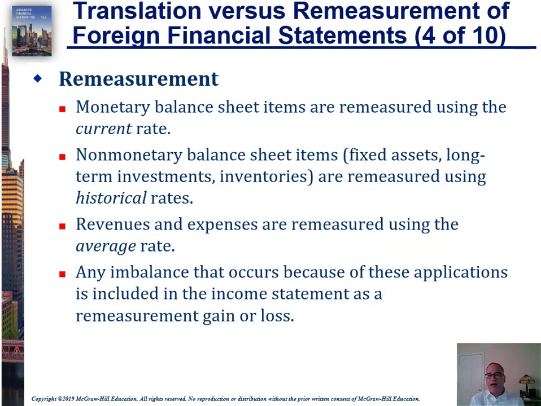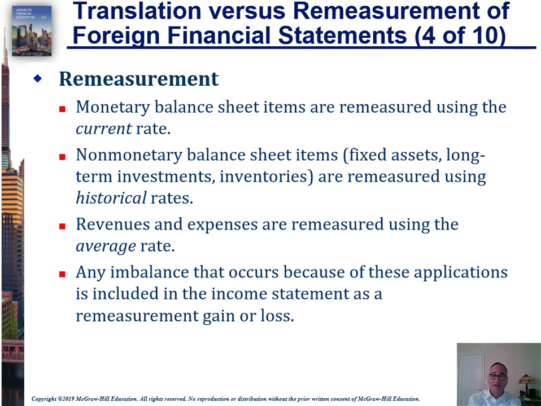So monetary balance sheet items, which are balance sheet items that have dollar or currency values connected to them, for example, cash, accounts receivable, accounts payable, notes payable, they all have a value to them that's explicitly stated. So we call these monetary assets and liabilities. These will be remeasured using the current rate, just like with translation.